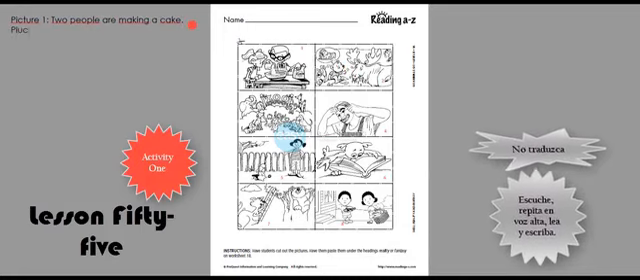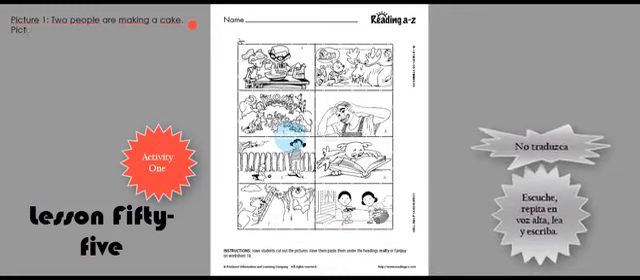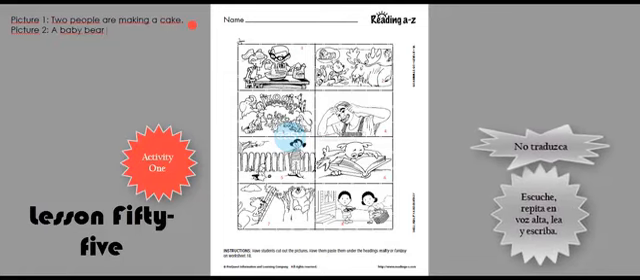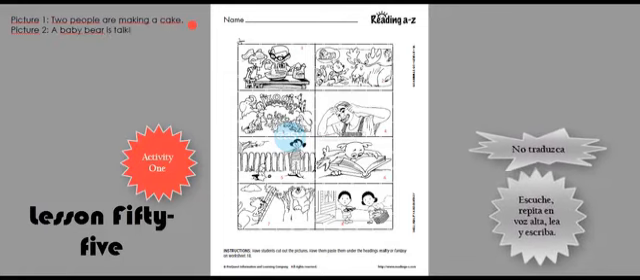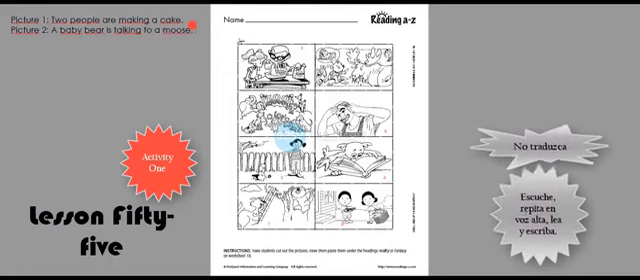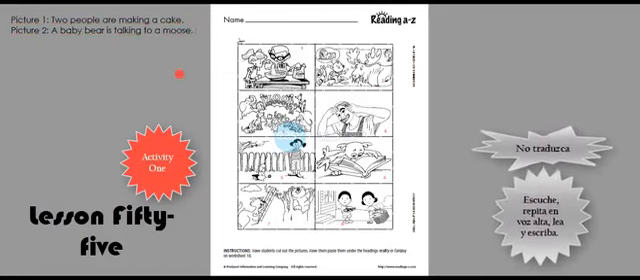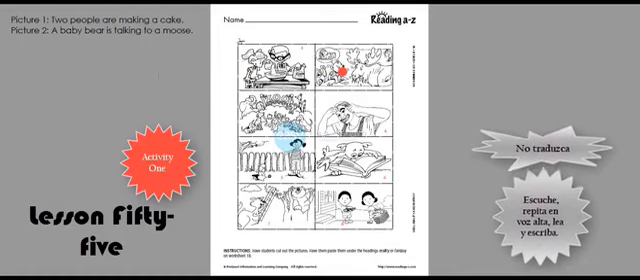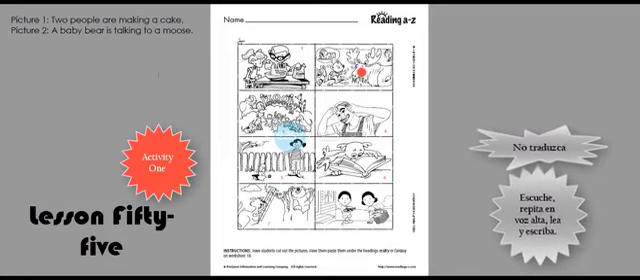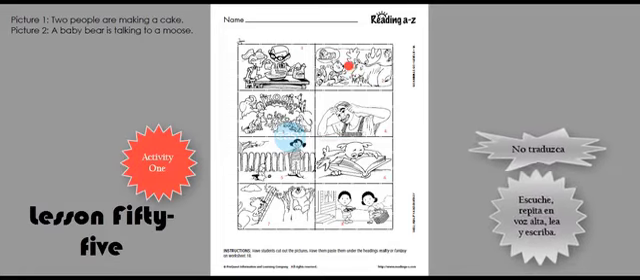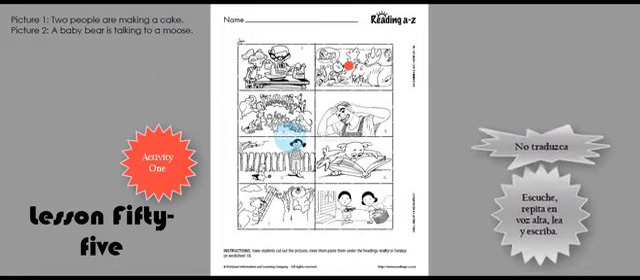Picture 2, a baby bear is talking to a moose. A baby bear, this is the baby bear, and is speaking to a moose. I am talking to you now. I am speaking to you now. And you are listening to me, right?